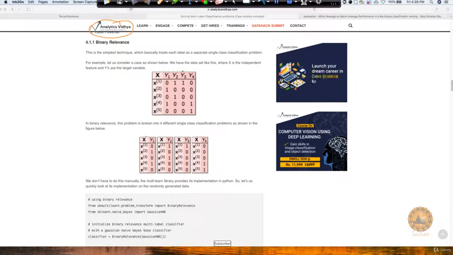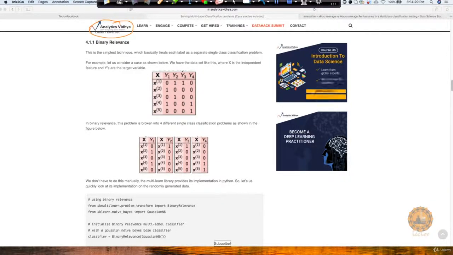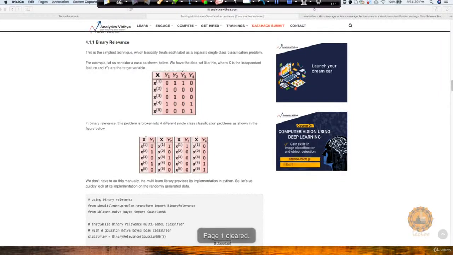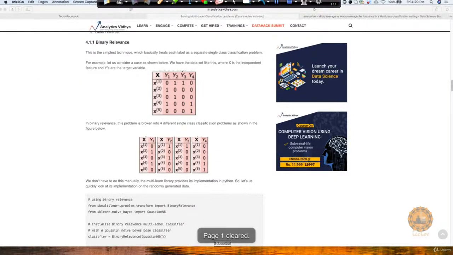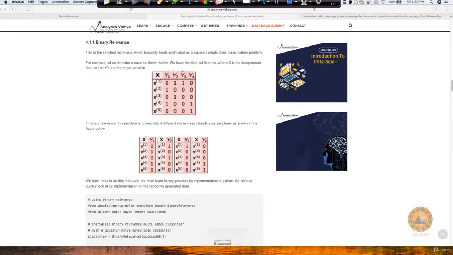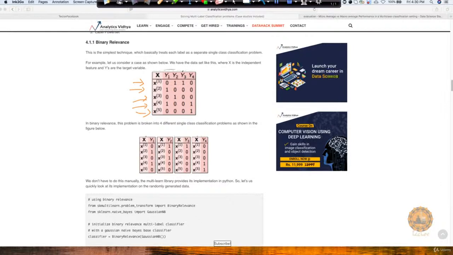So let me explain the techniques we have to solve this. Number one is the binary relevance technique. Let me explain what is being done. In fact, this is the most popular technique used, and it is also called one versus rest. The idea behind this is, let's say I have data with 5 rows, and these are tags.